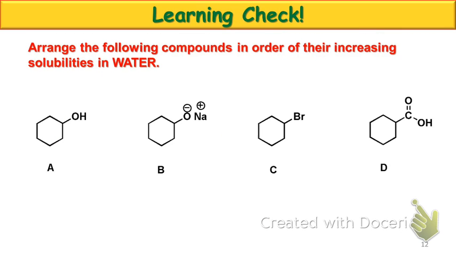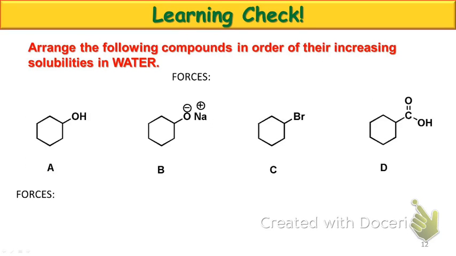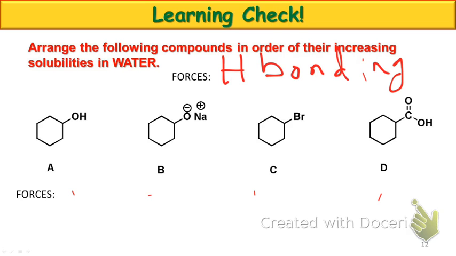Okay? So we could go through a learning check. It says arrange the following compounds according to increasing solubilities in water. Based on what I've been telling you, what's the first thing that you should do? How about we write down our forces? Not just the forces of our compounds, but we also need to see how they would interact with water. So we would have to look at our forces for water, which is hydrogen bonding, and we'd want to compare that to our intermolecular forces for each of the others. Okay? One little thing we'll add on to that.